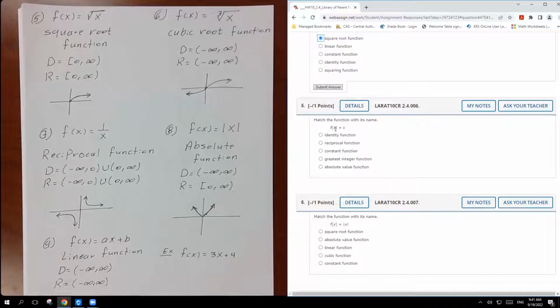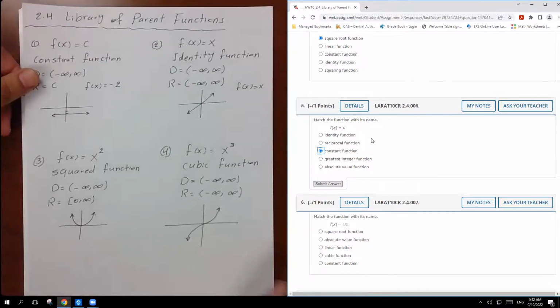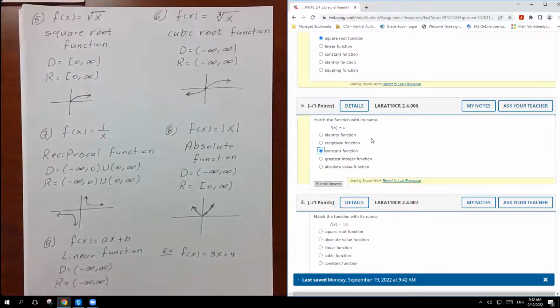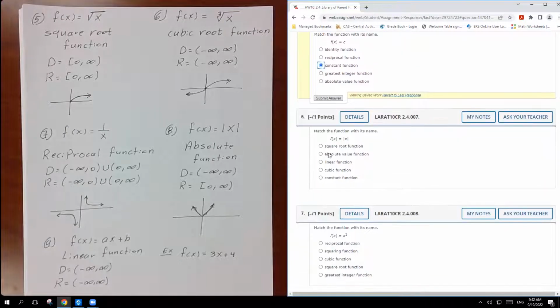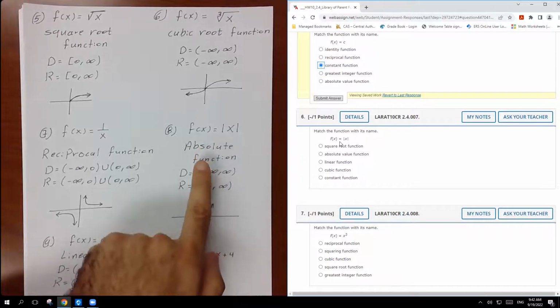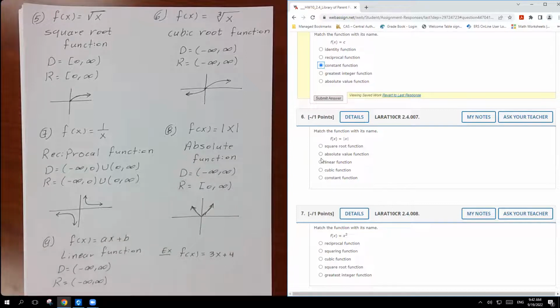Number 5, f of x equals c. This is constant. So this is the constant function. This is the first one. So if you go here, the first one is the constant function. F of x equals c, the constant function. Let's keep going. F of x equal absolute value of x. Exactly like number 8, the absolute function. So we're going to choose the absolute value function.